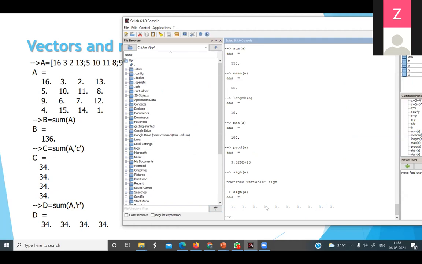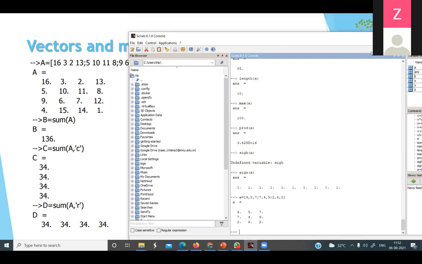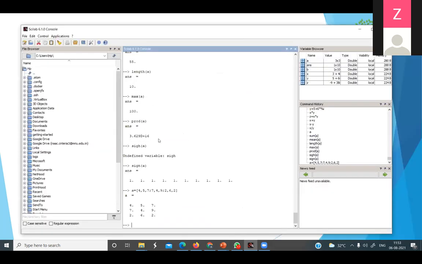In case I define a matrix A, suppose there is a 3x3 matrix. I've declared matrix A as 4, 5, 7, 7, 4, 9, 2, 6, 9. I've moved my window a little to the right side in order to make both the screens visible. Whatever variables are being calculated, those values are stored here, and whatever new variables are created are also there. The history window has the history of all the commands typed here, without their results.